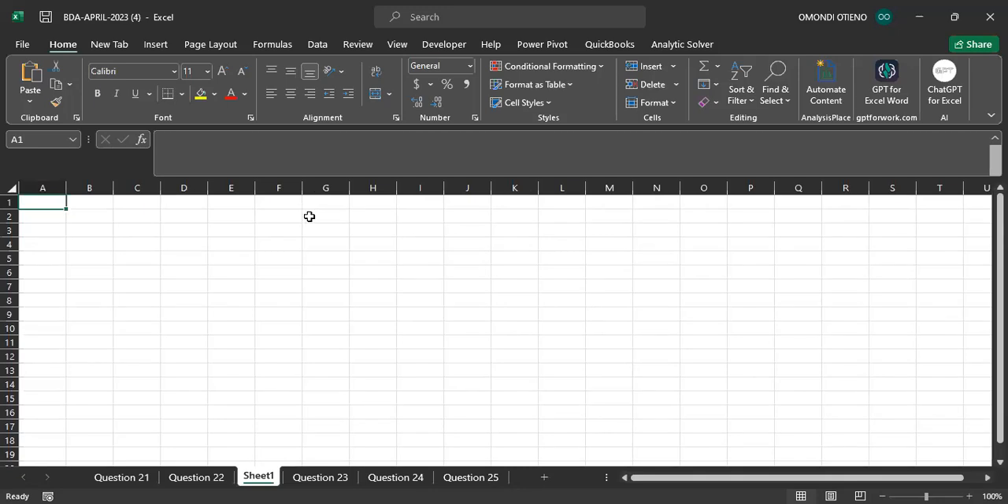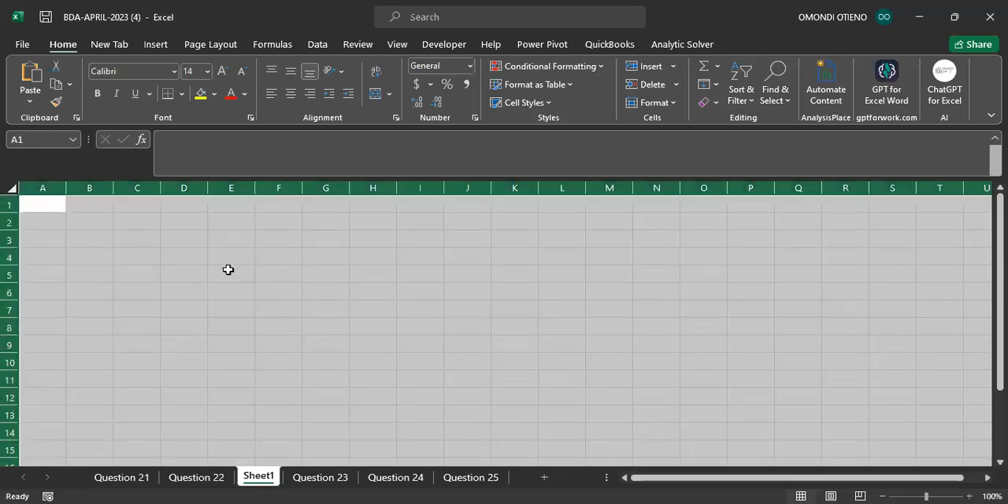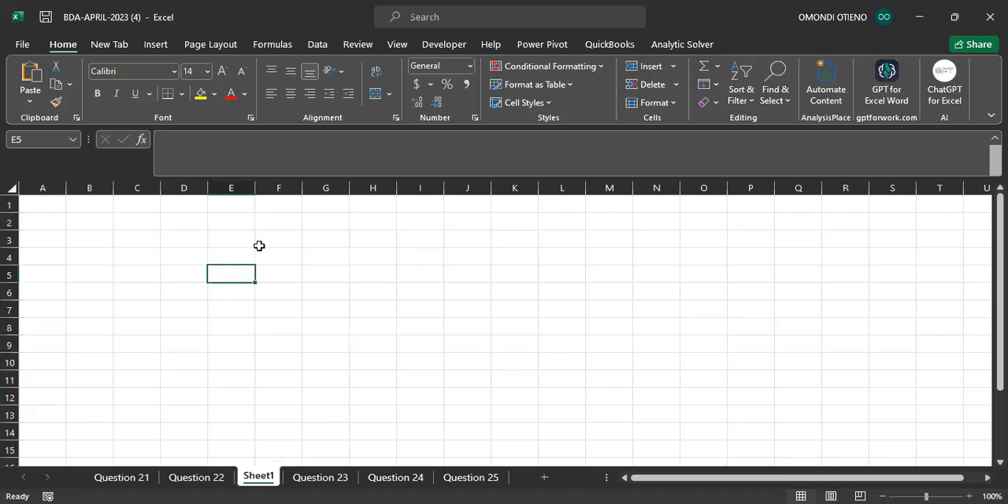But before we look at the exact question, are we able to come up with some data set here? I want us to maximize the worksheet fonts. Okay, let me make it 12%. I hope that is okay.